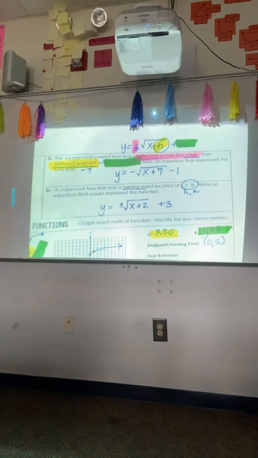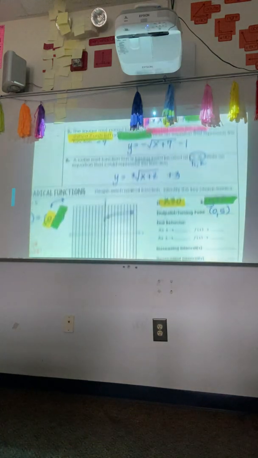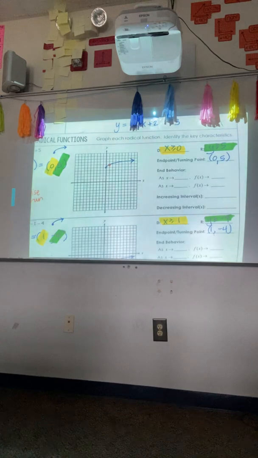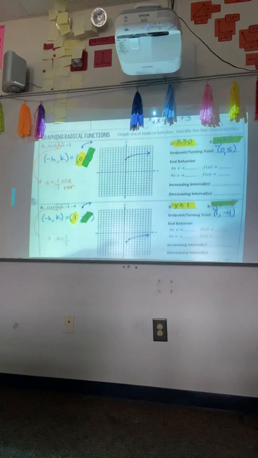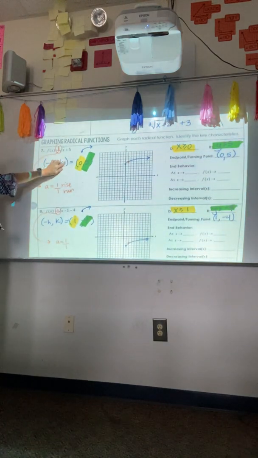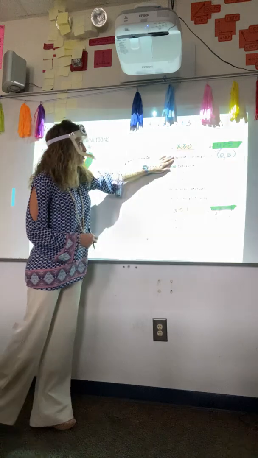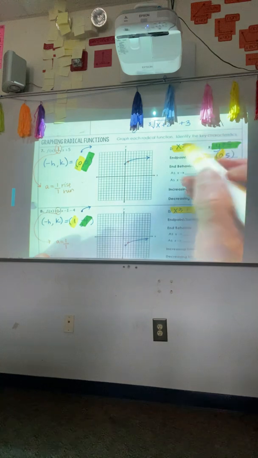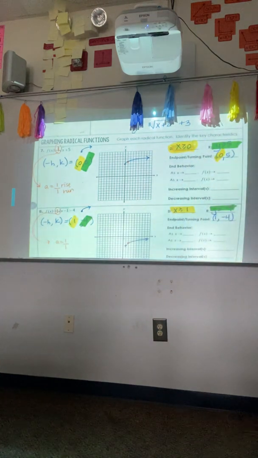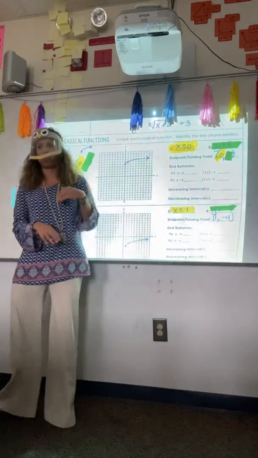Now let's move on to our square root functions that we did yesterday. We did a good bit of it yesterday. We graphed yesterday. We know our endpoint, the turning point, is at 0, 5. So we wrote that. We noticed that the 0 for the x ended up being the domain, and the 5 for the y ended up being the range. We're going to use that again, okay?